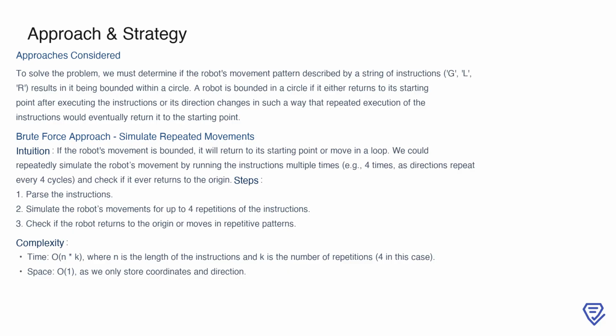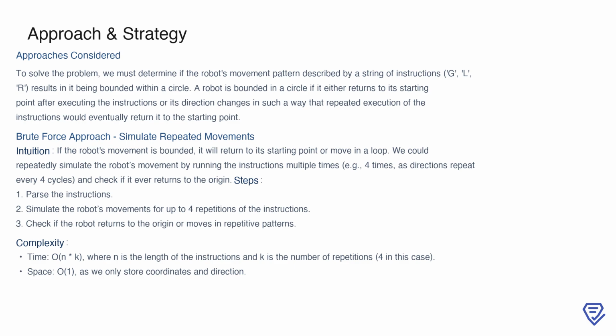One approach we can consider is a brute force simulation. The intuition here is simple: if the robot's movement is truly bounded, repeating its instructions multiple times, such as 4 repetitions, since direction cycles every 4 rotations, should reveal whether it eventually comes back to its origin or enters a repetitive loop. To implement this, we first parse the instruction string, then simulate the robot's movements step by step, tracking its coordinates and direction for up to 4 cycles. Finally, we check if these movements bring the robot back to the origin or indicate a repetitive pattern.